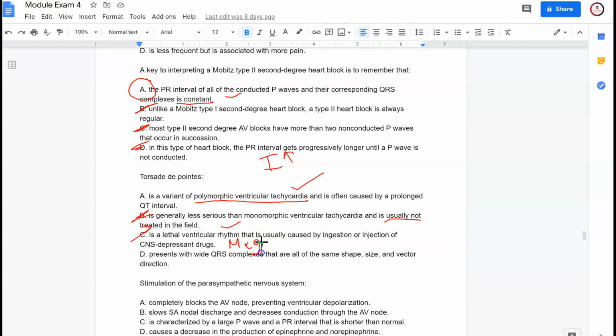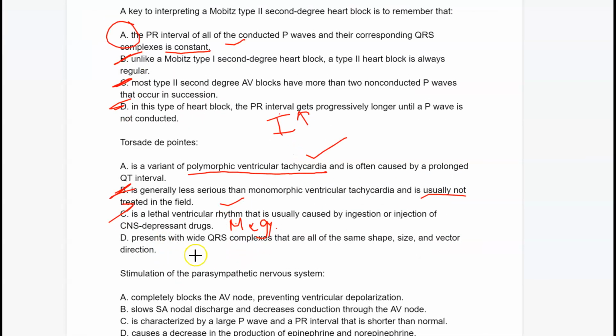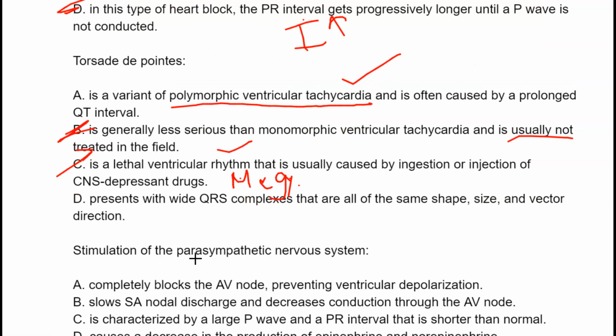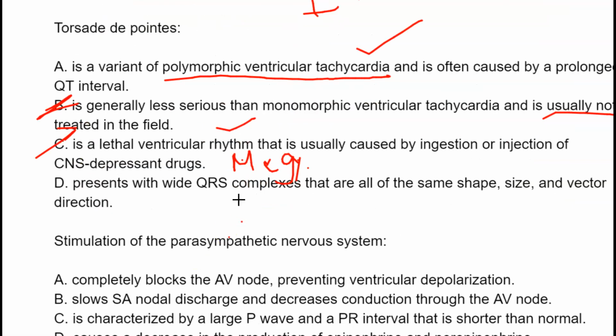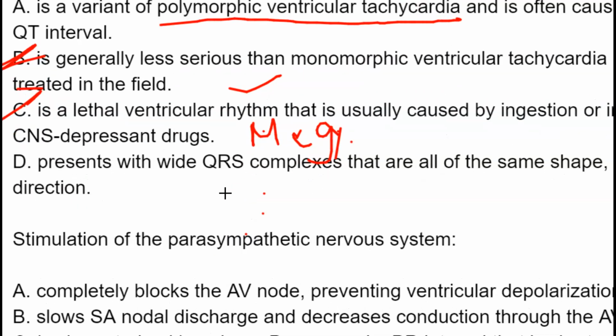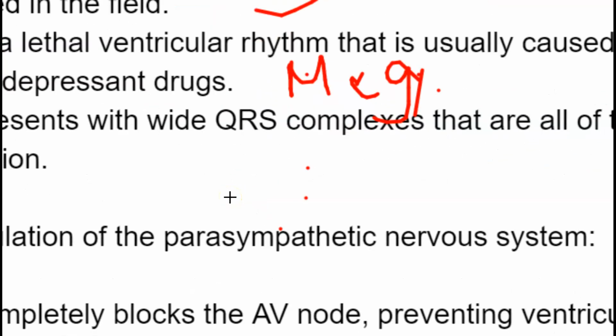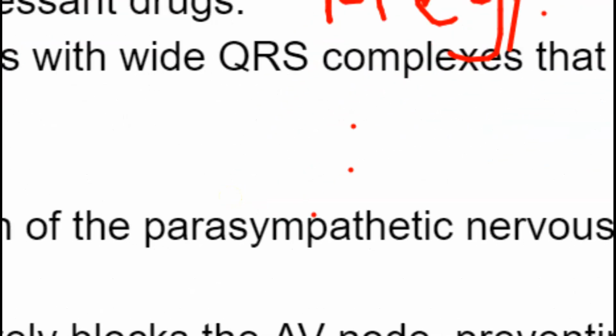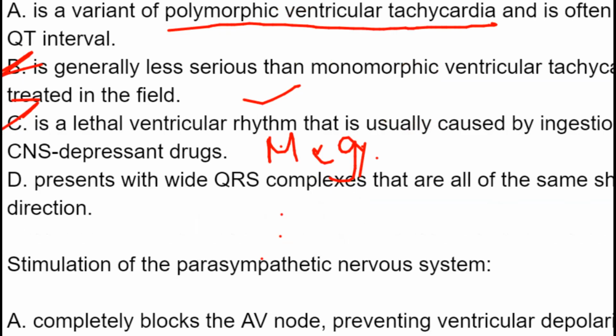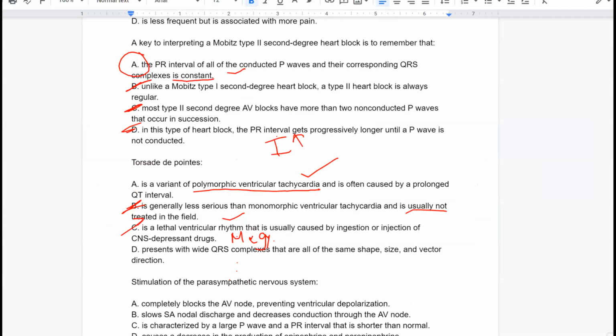Stop it. Presents with, we're zooming again. I don't know why we're zooming. Presents with wide QRS complexes that are, oh no, that's wild. Let me make it small again.